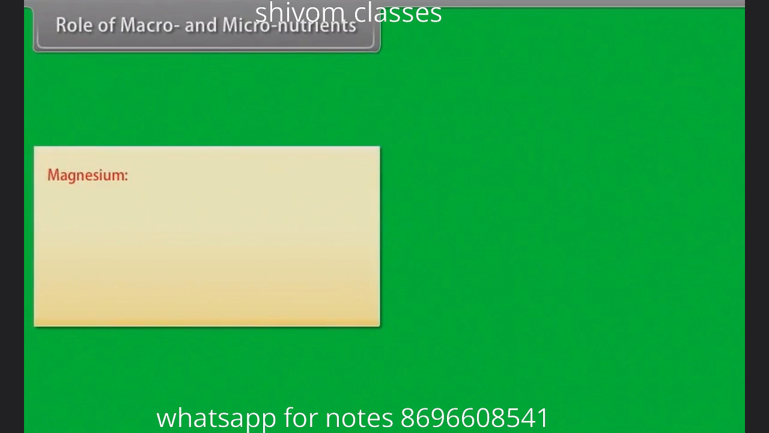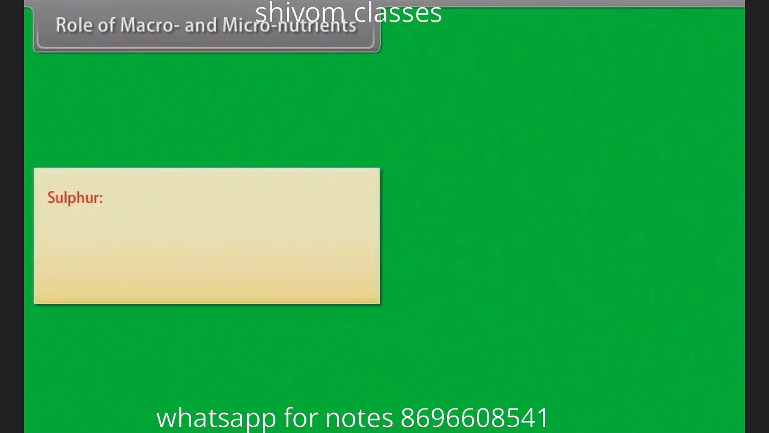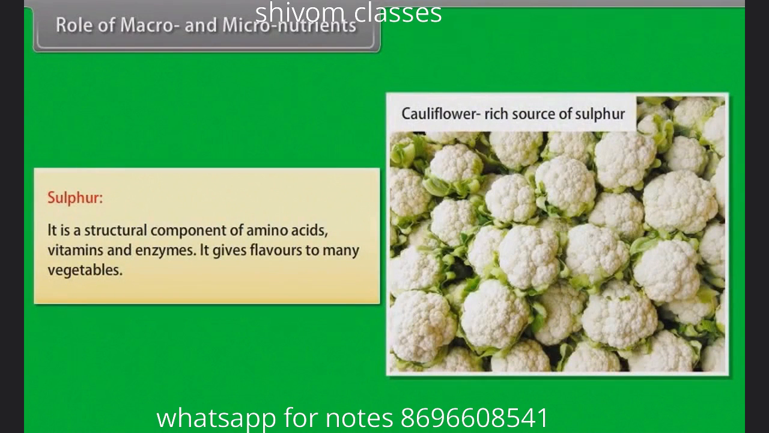Magnesium. It is a structural component of the chlorophyll molecule and is required for the functioning of enzymes in the plant to produce carbohydrates, sugars and fats. It is essential for the germination of seeds and used for the formation of fruits and nuts. Sulfur. It is a structural component of amino acids, vitamins and enzymes. It gives flavors to many vegetables.